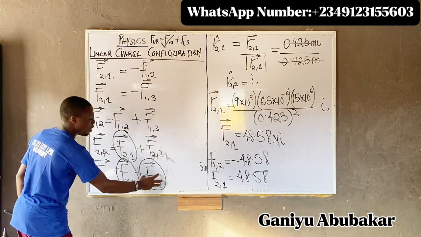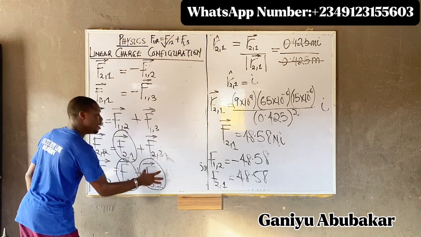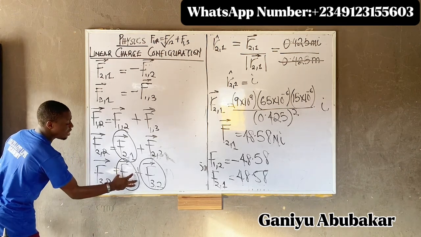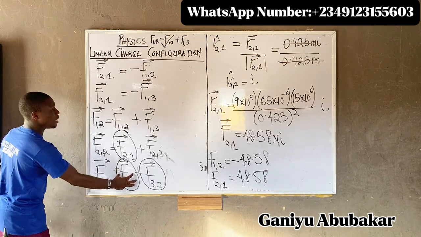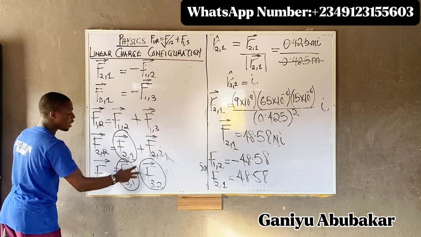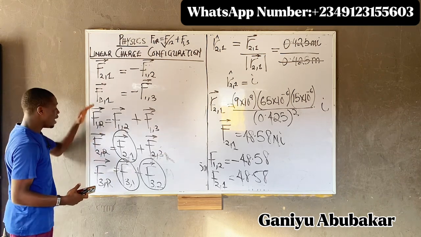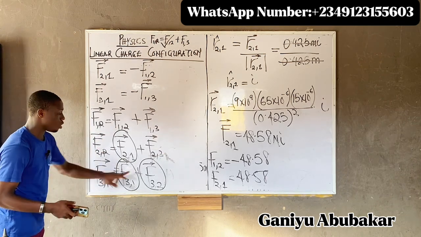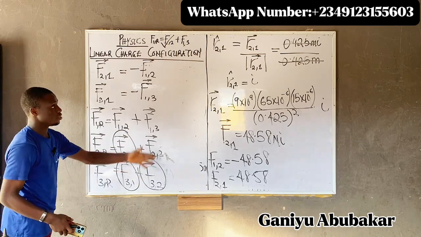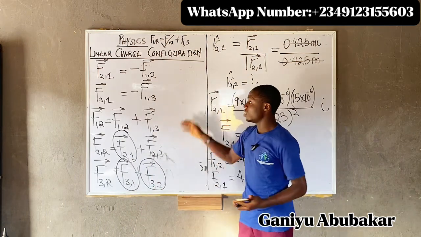If I get the value of F32, to get F23, it's easy. The value I have here, repeat it here and put negative. That's all. If I have F31 answer, to get F13, just add negative to the answer. That's all. So in general sense, if I have to find everything, go for 1, 2, and 3. The others I've got from these ones. That's the concept behind this linear charge configuration.